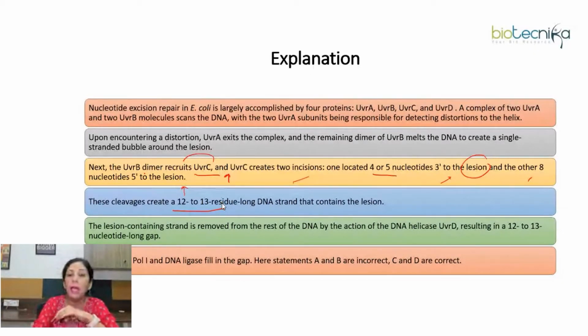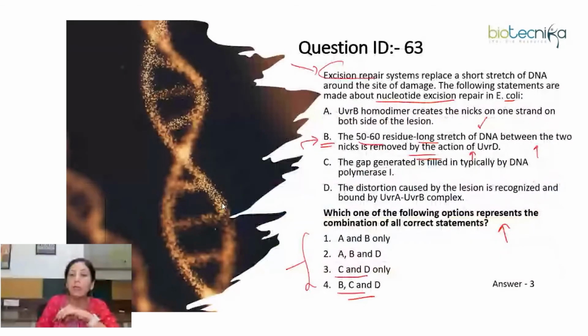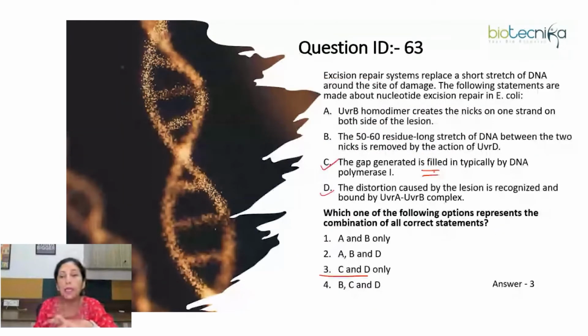Whereas here it has been written that a 50 to 60 residue long stretch of DNA between two nicks is removed by the action of UvrD. So this should be incorrect. So our right option should be 3 only, because C and D are correct. The gap which is generated is filled by DNA polymerase I, and the distortion caused by the lesion is recognized by the UvrA-B complex that I have already mentioned.